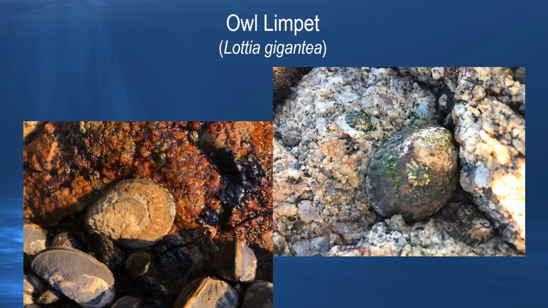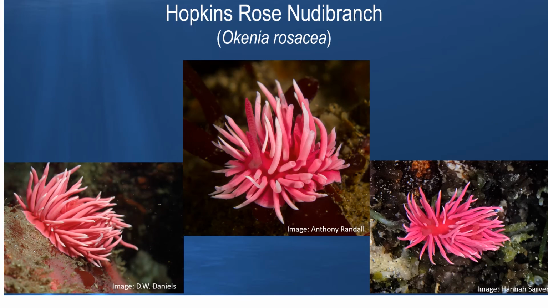Limpet's distribution range is generally from Baja California to San Francisco. Limpets are scarcely found north of its San Francisco northern limit. However, scientists have now been observing limpets on the Oregon and Washington coasts. Hopkins rose nudibranchs are usually found only in Southern California, but now are regularly seen in Monterey Bay and have continued to migrate northward into San Francisco and Northern California, and they even have been spotted in Southern Oregon.